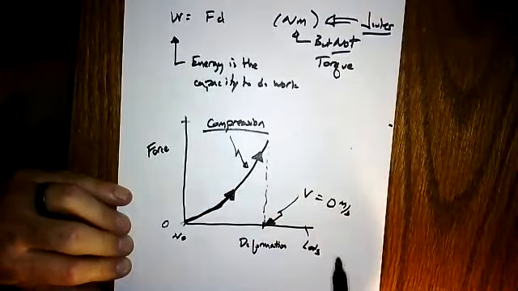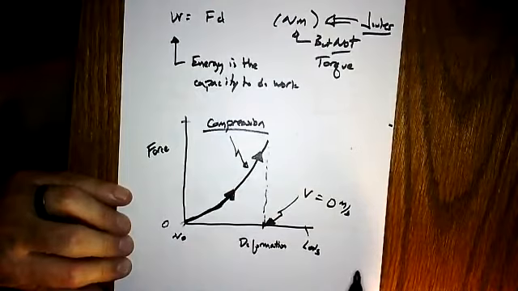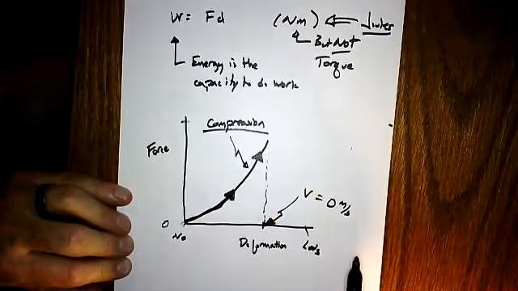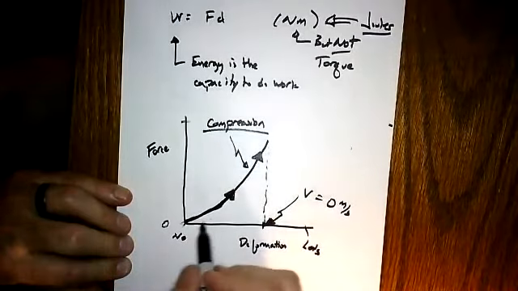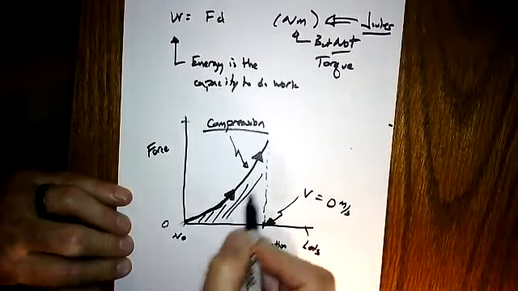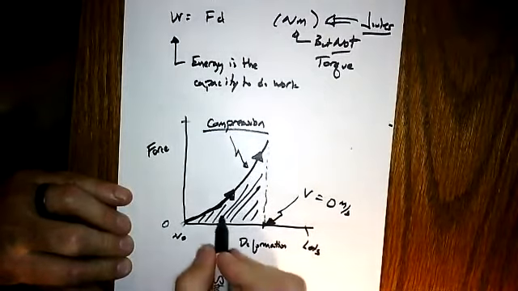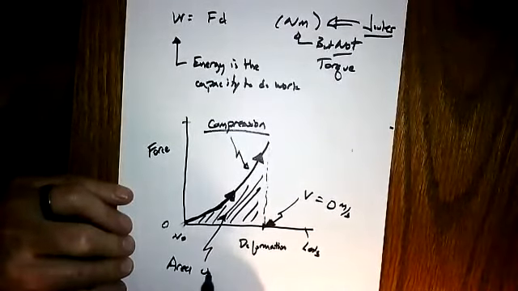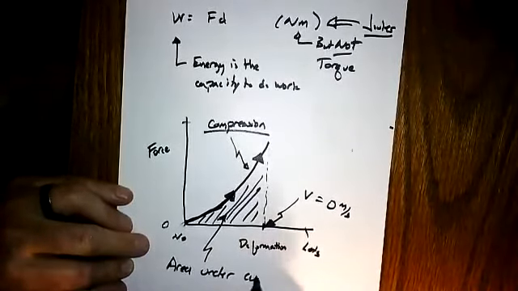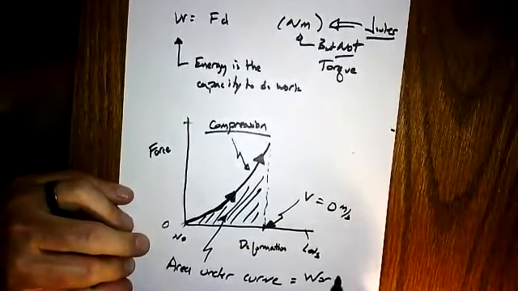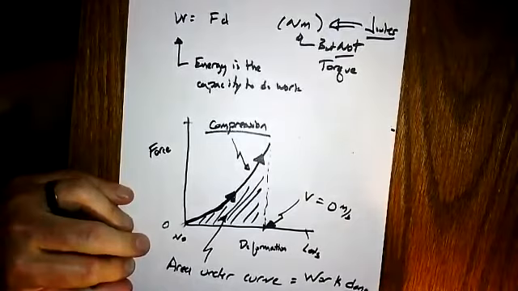All right, now, if I wanted to calculate the amount of work done by the missile on the shoe, I would calculate the area under this curve, okay? The area under the curve. I'm just going to fill it in like this. I'm going to write this here: area under curve equals work done. How do I know that?